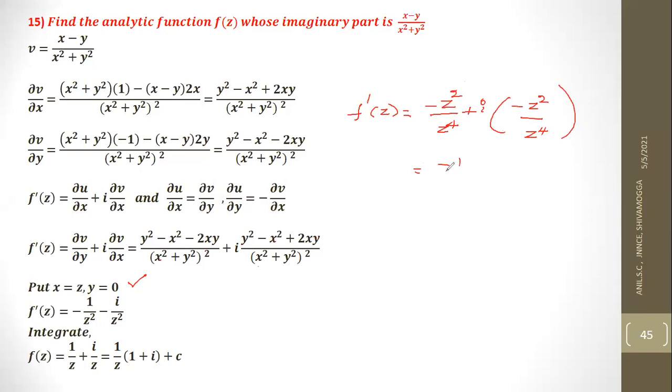Therefore, this is equal to minus 1 by z square minus i into 1 by z square. This is f dash z. Now integrate both sides with respect to z. Integral of f dash z is denoted by f of z, and integral of minus 1 by z square is 1 by z, plus i into integral of again minus 1 by z square, which is 1 by z, plus an integral constant c. This is the required analytic function whose imaginary part is x minus y divided by x square plus y square.